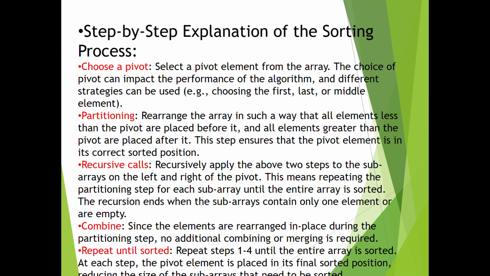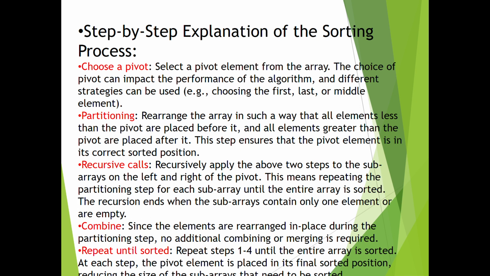Step-by-step explanation of the sorting process. First of all, choose a pivot, then partitioning, then recursive call, combine, then repeat until sorted. Choose a pivot: select a pivot element from the array. The choice of the pivot can impact the performance of the algorithm, and different strategies can be used, for example choosing the first, last, or middle element. Partitioning: rearrange the array in such a way that all elements less than the pivot are placed before it and all elements greater than the pivot are placed after it. This step ensures that the pivot element is in its correct sorted position.